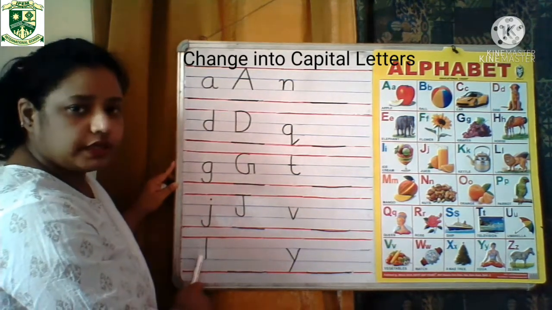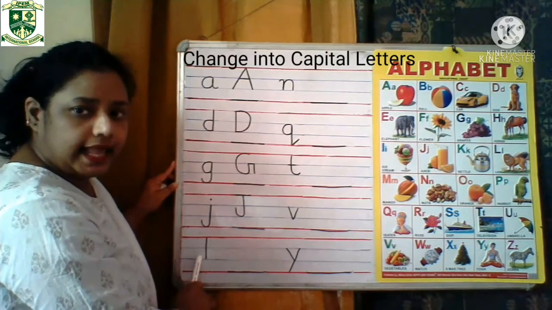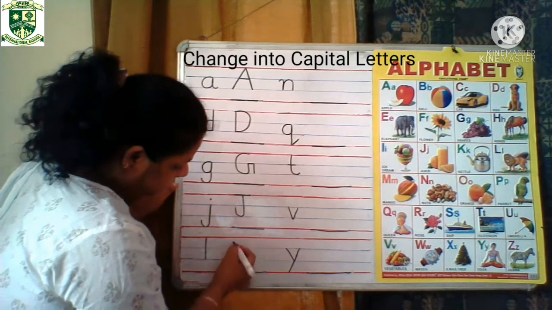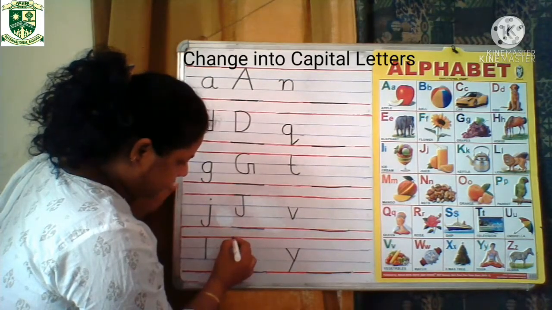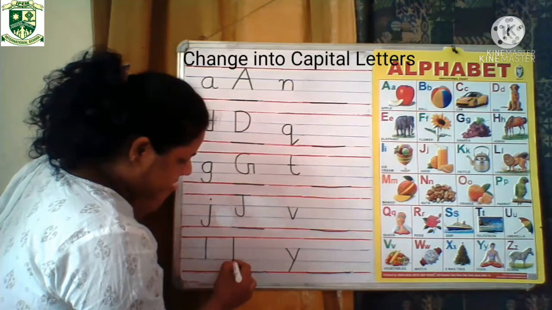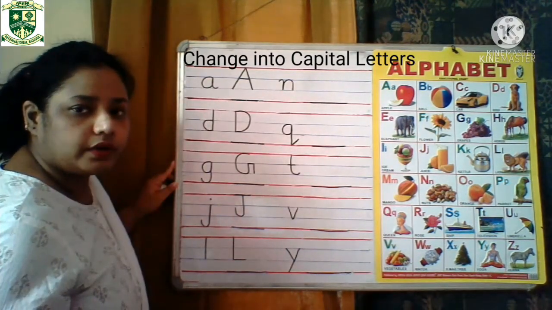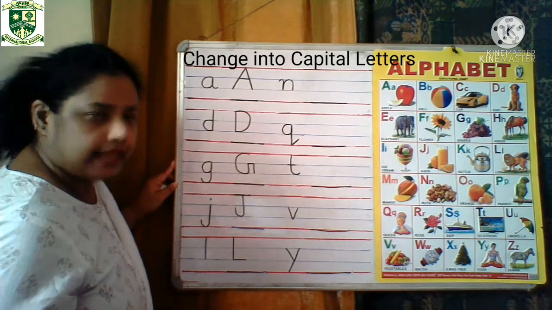Now what is this, children? This is small l. Now how we'll write capital L? It's very simple. Make one standing line from the red line to the second blue line and a sleeping line on the second blue line. Okay, this is how we'll write capital L.